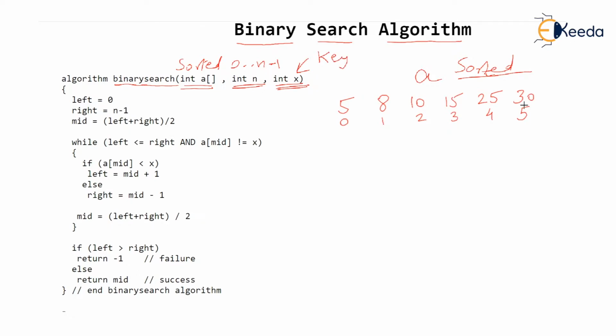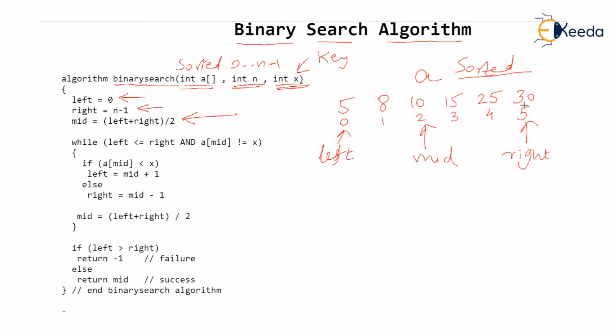Now to search x, you recall that we used one counter called left, which began with the left end, that is 0. We also used a counter called right, which started with n minus 1. So n minus 1 in this case is 5. And for this left and right, we found out the midpoint. The midpoint here would be (0 plus 5) upon 2, that is 5 upon 2, that will be 2. This is mid. Mid is 2.